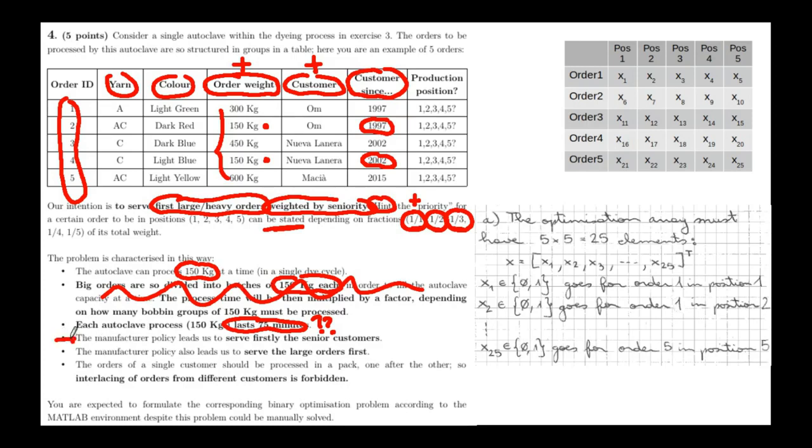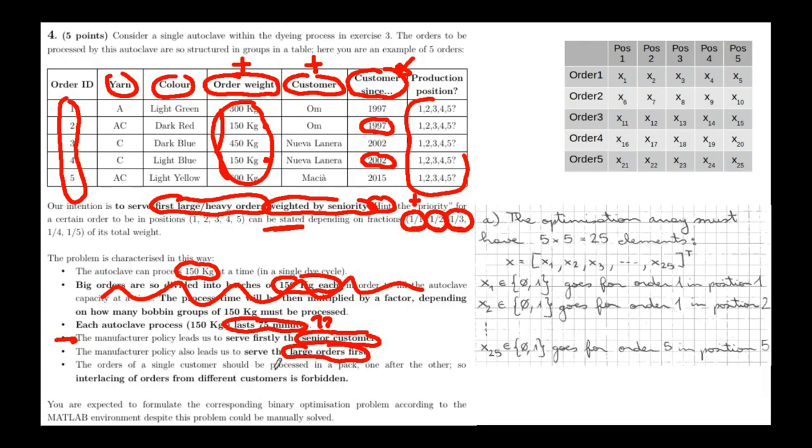But this information is important because the manufacturer policy leads us to serve the senior customers first. These customers have been working with us for so long. The manufacturer policy also leads us to serve the large orders first. So that's why the weight will be affected by the customer seniority in order to have the final position.